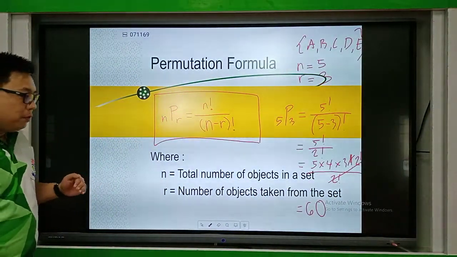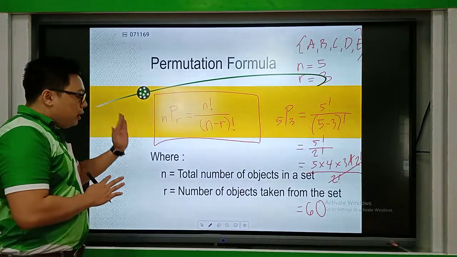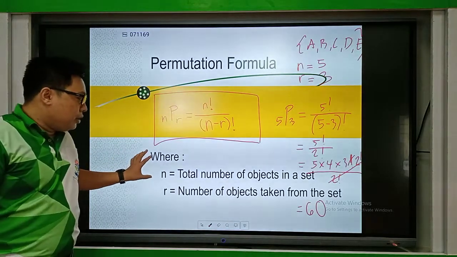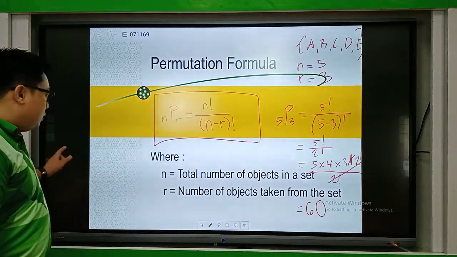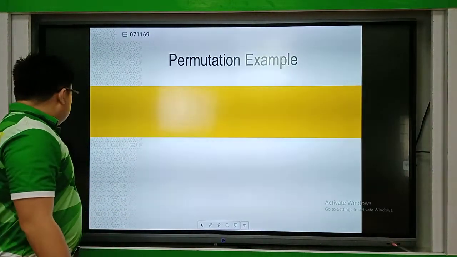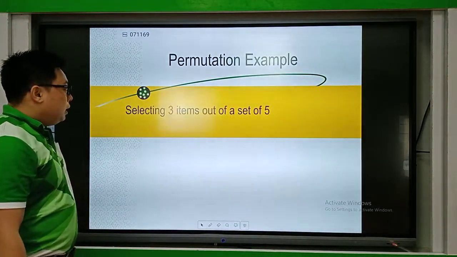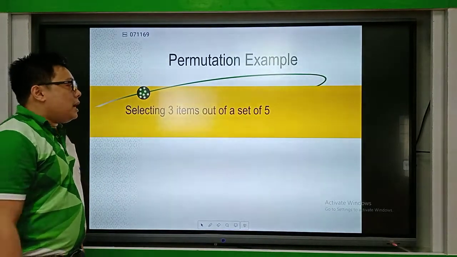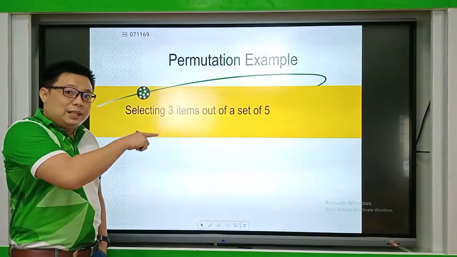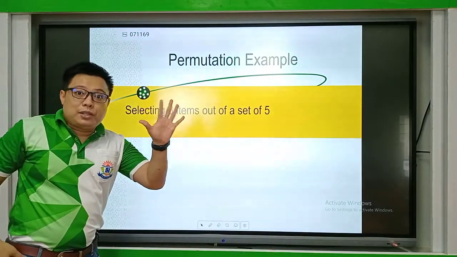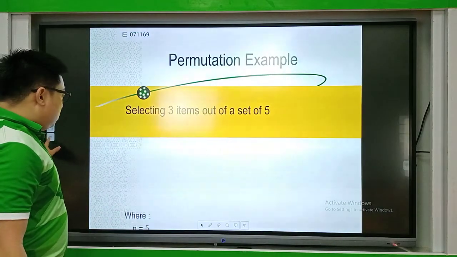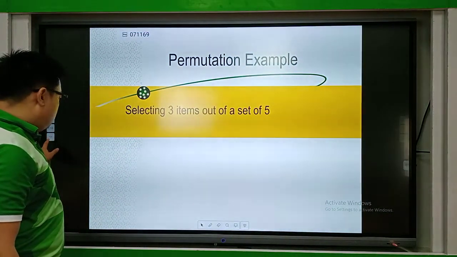Okay, so let's try to move forward. I have a lot of examples for you later. Please bear in mind what n and r are. Let's move forward to some examples of permutation. Selecting 3 items out of a set of 5. This is actually what we did just now. There are 5 letters and we selected 3.